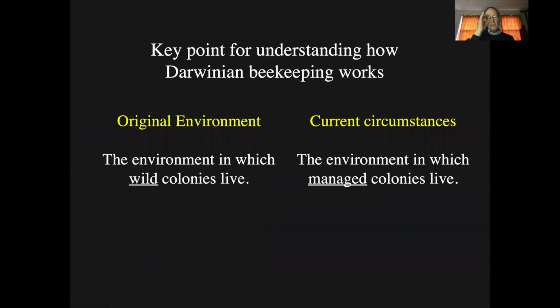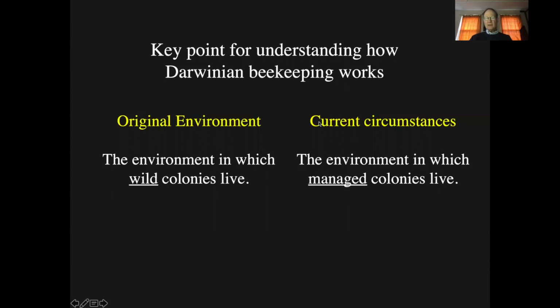And I think I'll maybe want to reinforce this key point about understanding how Darwinian beekeeping works. It is to draw this distinction between the bees' original environment, the environment in which the wild colonies have lived for millions of years, and in which some wild colonies can still live. And the other situation for bees are what we'll call current circumstances. And this is the environment in which most colonies, the managed colonies, live.